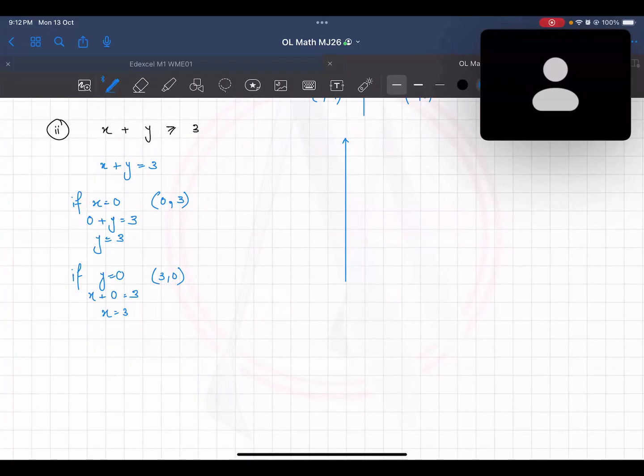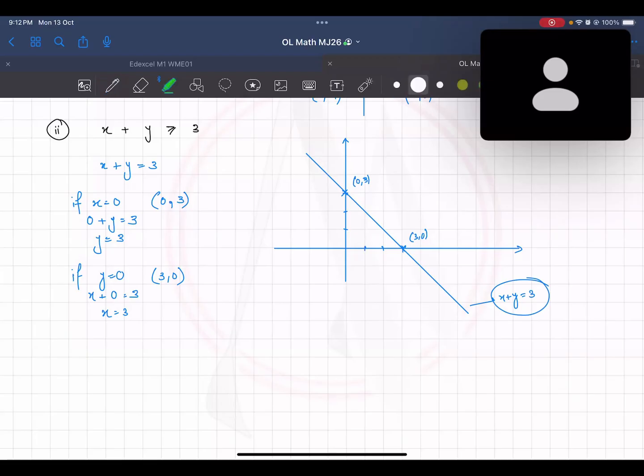So now you plot these 2 points on the sketch first of all. This point is 0 comma 3, and this is 3 comma 0, and then you can join these 2 points and extend them. This is the line. First of all, this is x plus y is equal to 3.